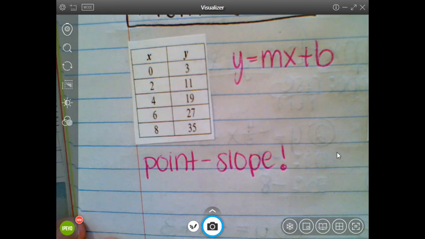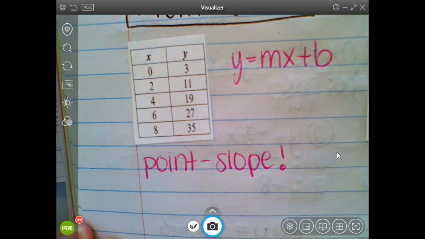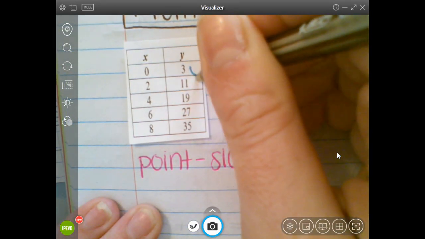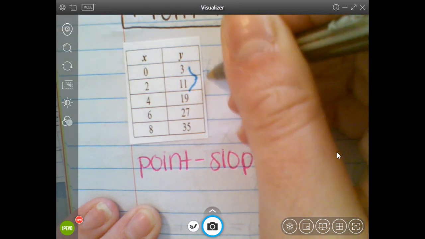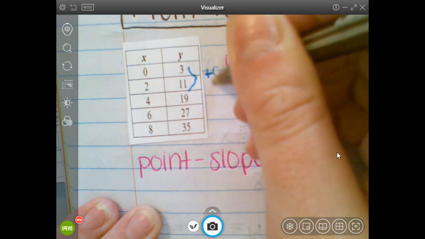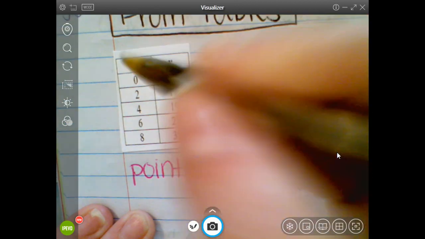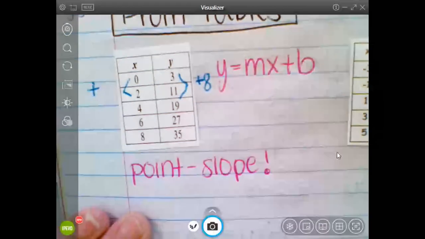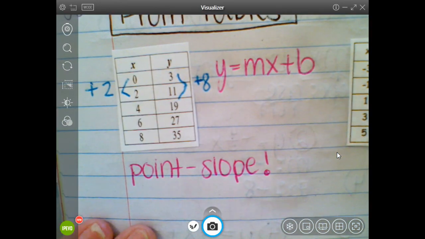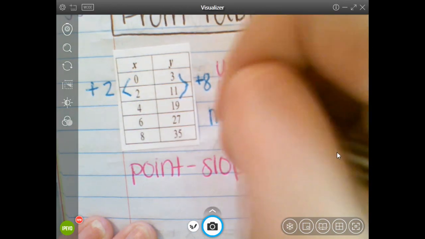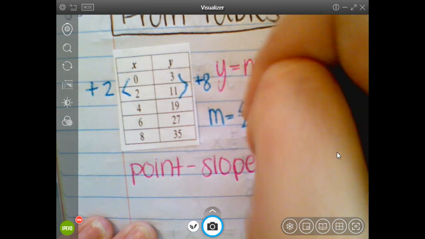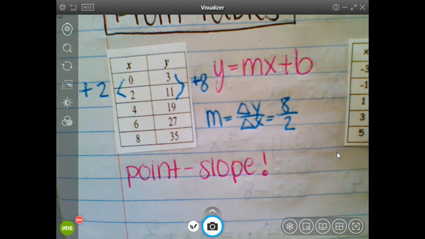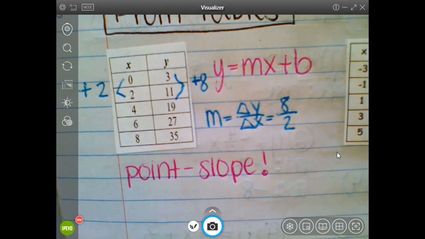So if I'm looking at my table, this is where some of you struggled. So hopefully you're rewatching it. I want to figure out how to get from 3 to 11. Well, if I want to get from 3 to 11, I need to add, because it's going up, and I'm adding 8. And if I want to get from 0 to 2, well, I'm also going up, so I'm adding, and in this case, I'm adding 2. So when I write my slope, the change in y over the change in x, it's 8 positive and 2 positive. Now I can leave it like that, or if I just do 8 divided by 2 in the calculator, I get 4.